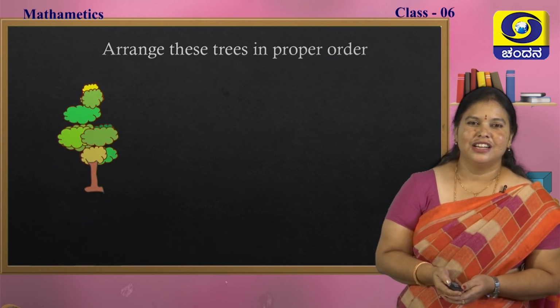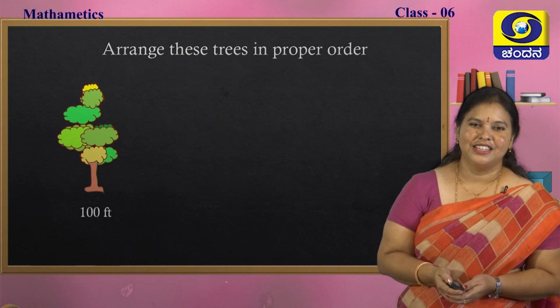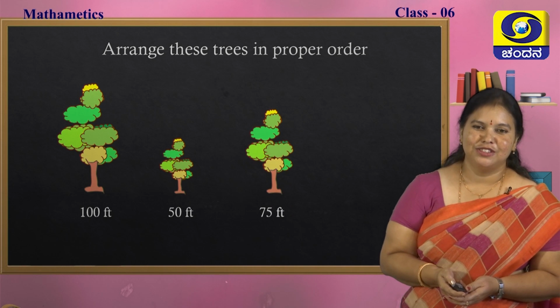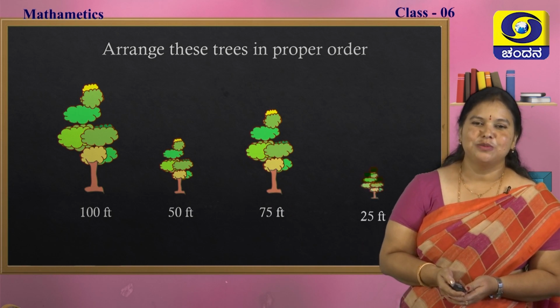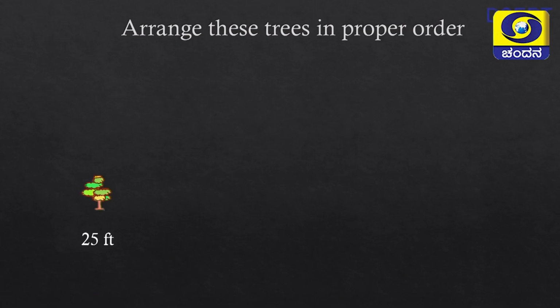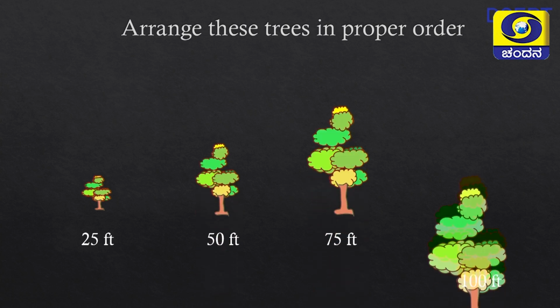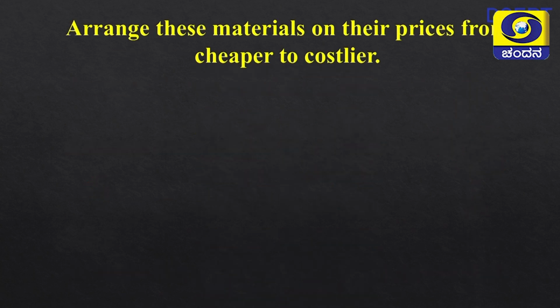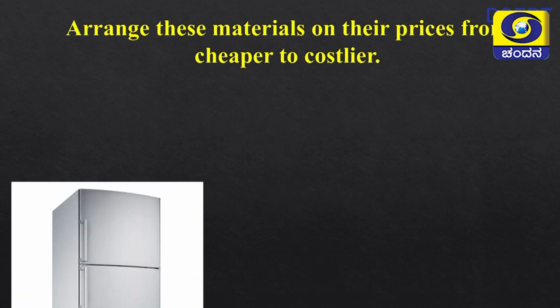Here I have given a tree of height 100 feet and 50 feet and 70 feet height tree and a smaller tree of 25 feet. You have to arrange these trees in proper order. Okay, 25 feet, 50 feet, 75 feet and 100 feet. Very good, children.